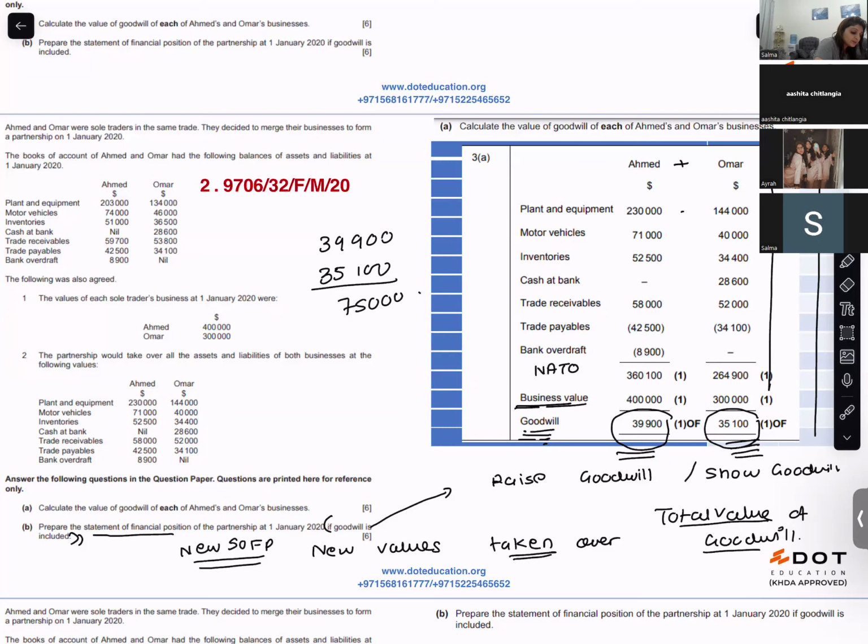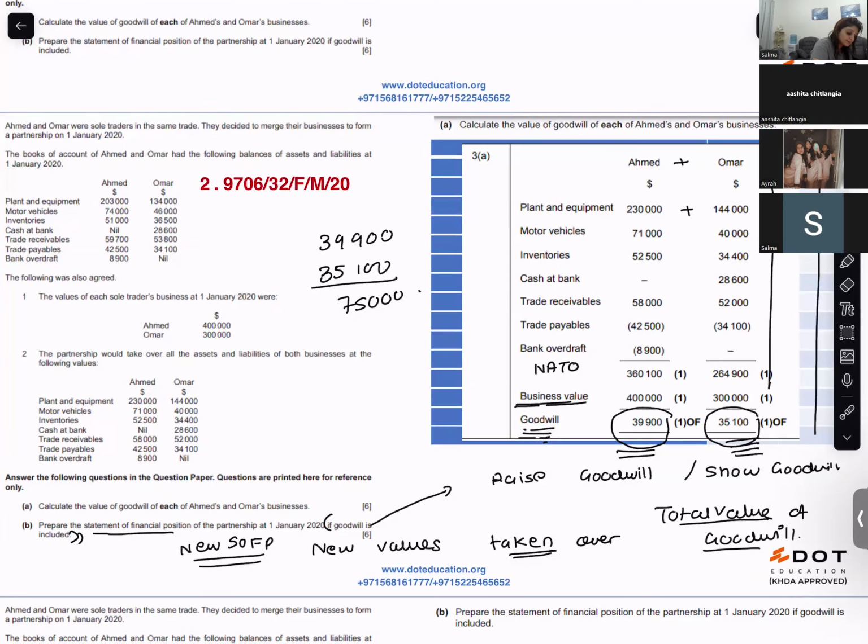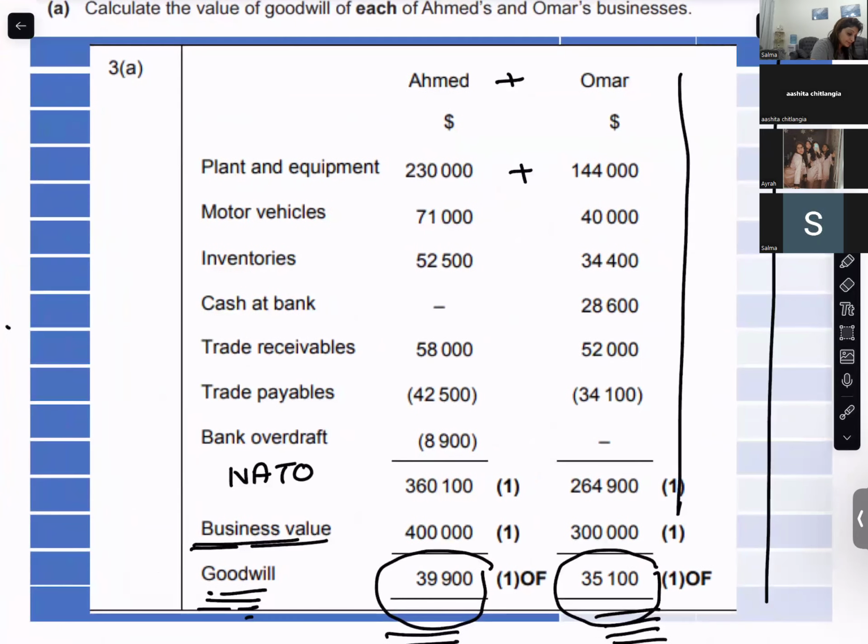Okay, fine. Plant and equipment will be shown at what value? 374,000. Please start adding, both of you. Motor vehicle will be shown at what value? 111,000. Ashita, you are not sitting with a calculator. I'm doing. Inventory is what value? 50,500 plus 36,400, 86,900.